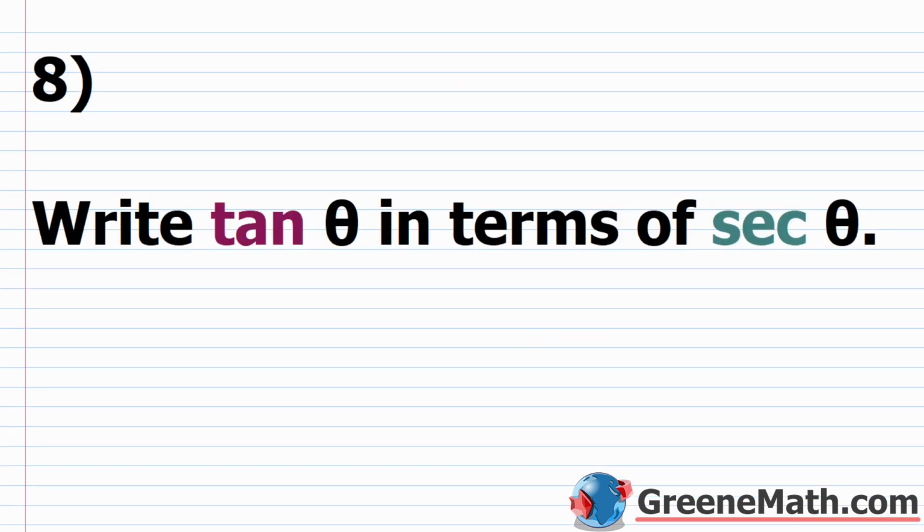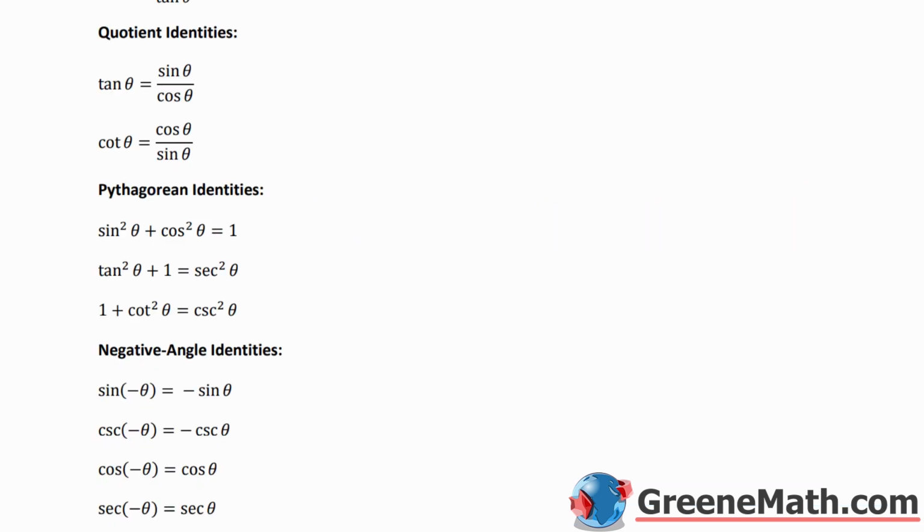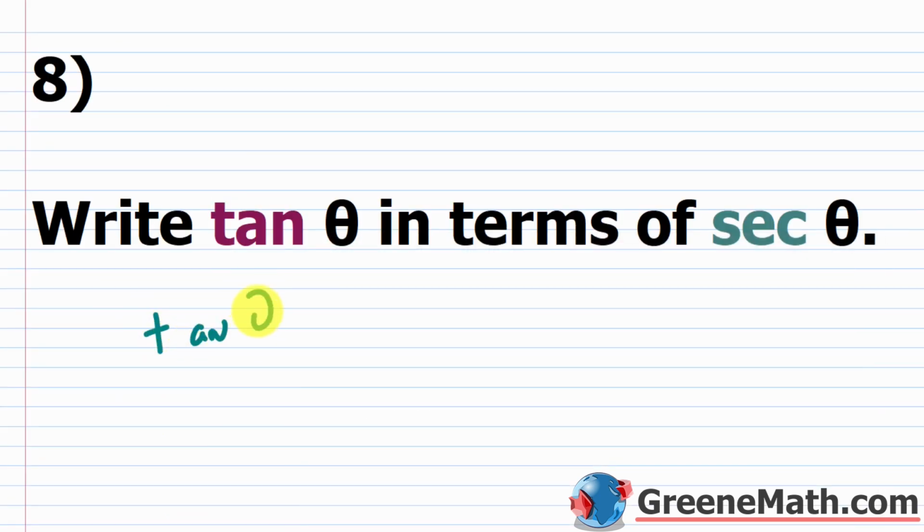Okay, let's take a look at problem 8, which is similar to problem 7. So this is something you might also get. It's very common. We want to write tangent of theta in terms of secant of theta. Okay, let's go back to our little handout. And if we look at this guy right here, we have tangent squared theta plus 1 equals secant squared theta. So let's copy that. We have tangent squared theta plus 1 is equal to secant squared theta.